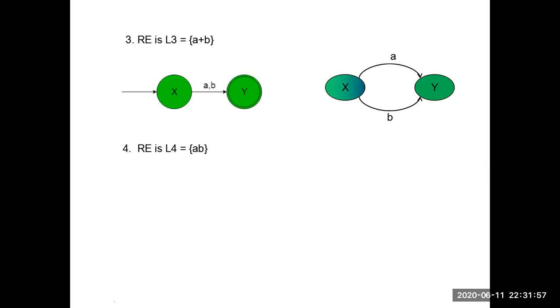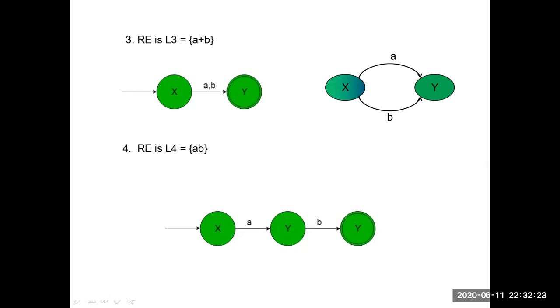So from the initial state X, whenever A came, it does not directly go to the final state. After A, if it wants to go to the final state, B must be there. Then only it will go to the final state. So our diagram is like this. Again, there is a mistake here. In the place of Y, we have to take a new state Z. Sorry, the diagram has a mistake.